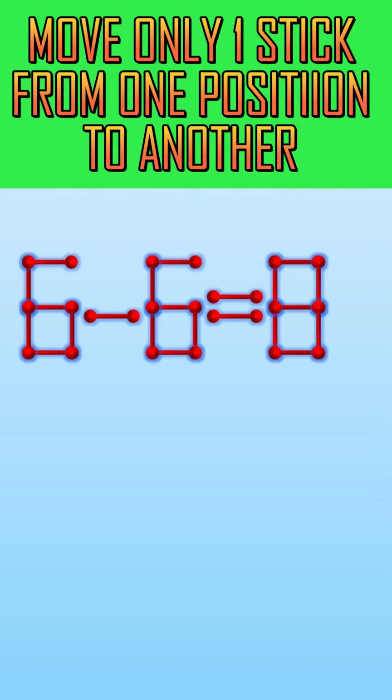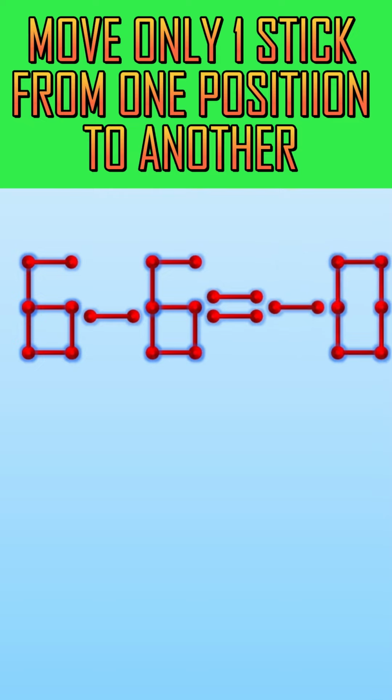So let's check the first solution. 6 equals 6 equals 6. Now let's check the second solution. 6 minus 6 equals minus 0. But minus 0 is anyway 0.